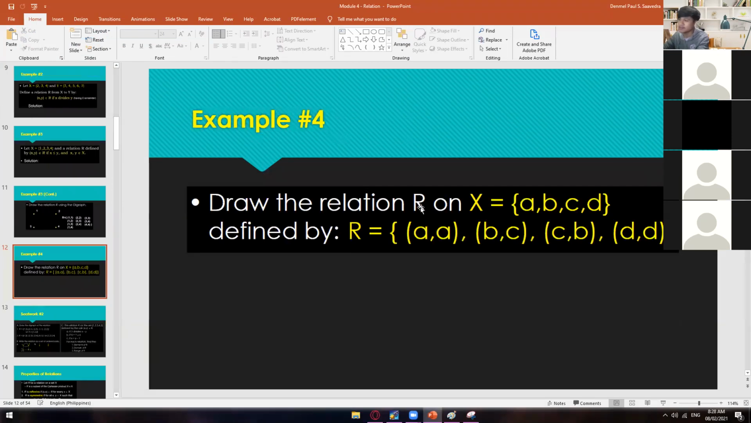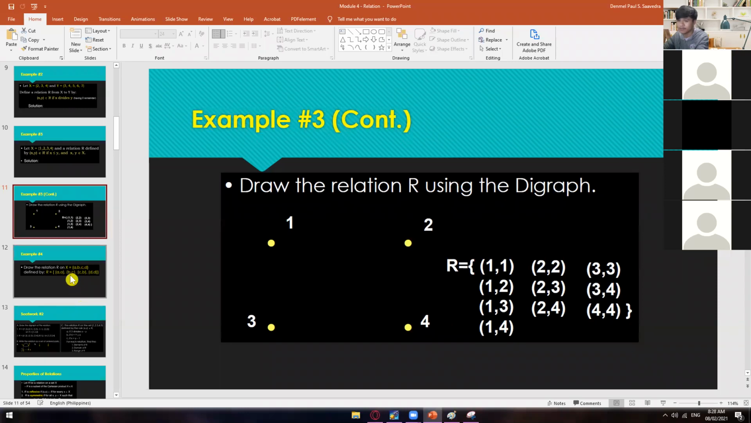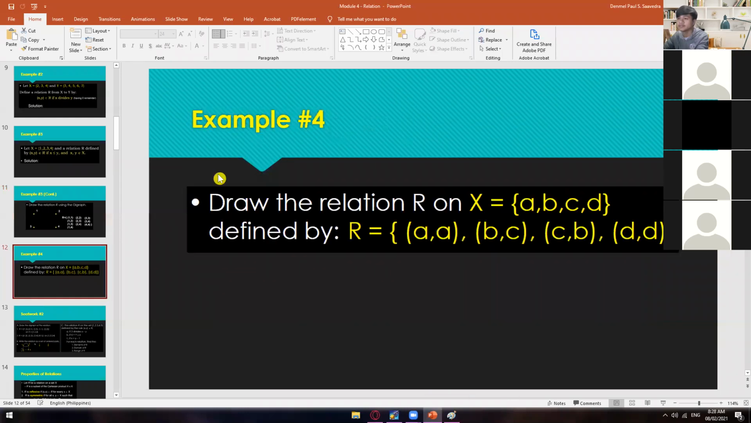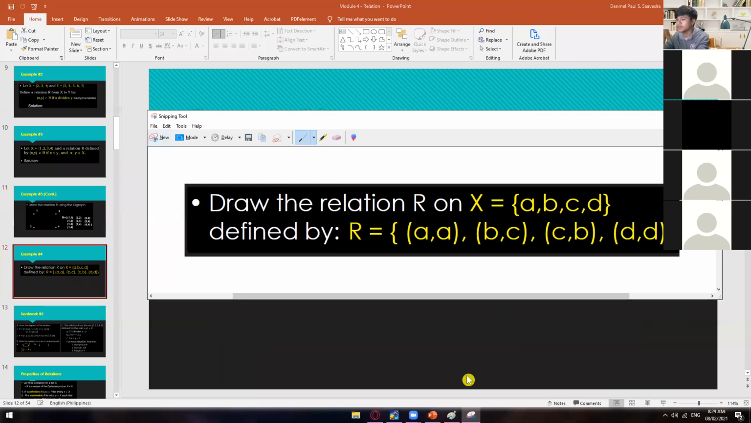So draw the relation R on X having elements A, B, C, D defined by R: AA, BC, CB, DB. Okay. So it says here draw. So we should come up with a diagram. Let me just copy this one.